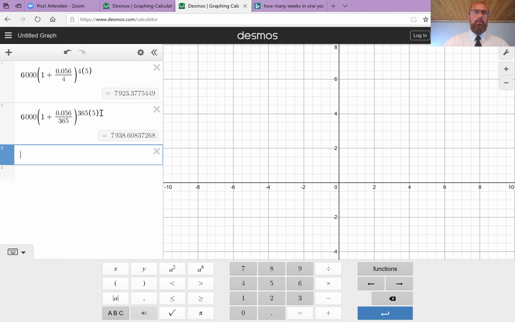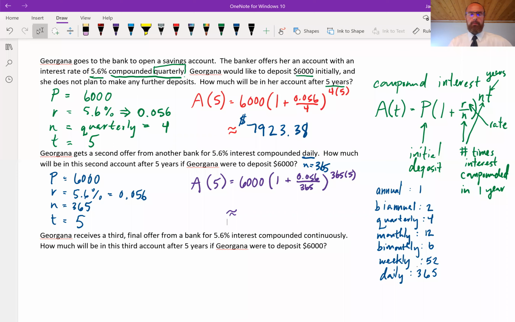So if we compare that to what Georgiana would have got if she compounded it quarterly, that is definitely over 15 more dollars. So it's not a huge difference, but generally speaking, as we compound interest more frequently, the growth of the money is greater. Let's head over to our note screen to finalize that answer.